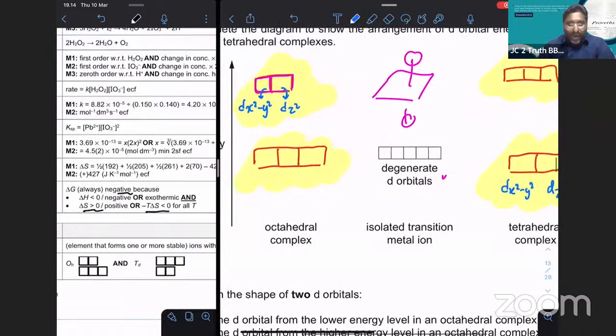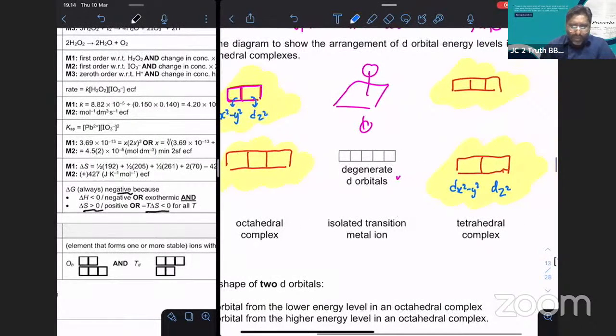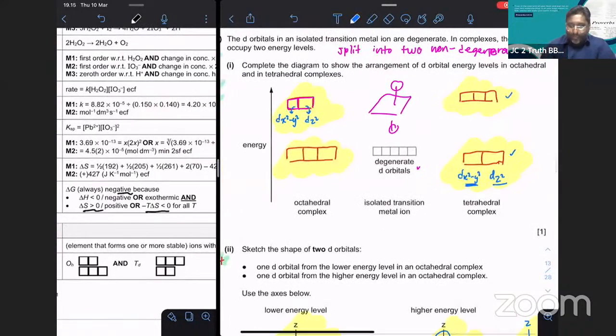For tetrahedral, it's going to be the other way around. The 3 orbitals are at the top, and the 2 orbitals at the bottom, which are going to be lower energy level, are also going to be dx square minus y square and dz square. That is going to be tetrahedral complexes. So make sure you draw properly.